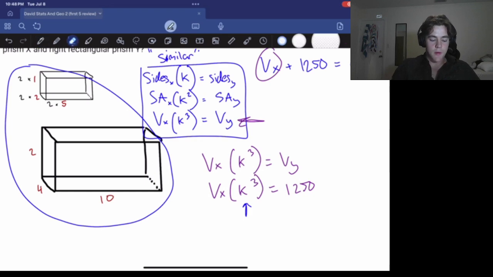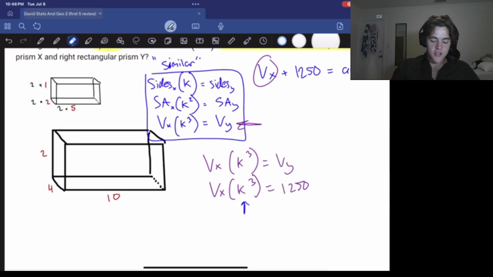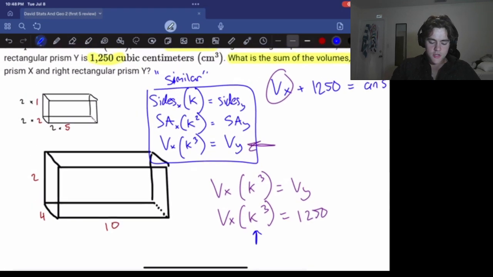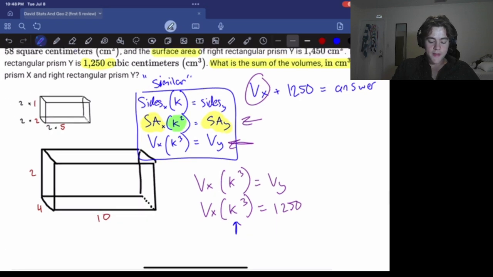But because this is just my own example that I gave, we need to find k using the equations that I just gave you up here. Looking at these equations, we know surface area of x, and we know surface area of y. K is our only unknown in this equation, so we're going to use this one. Once we find k, then we can find our Vx. So we're going to find k first, and then go back down to this volume equation.